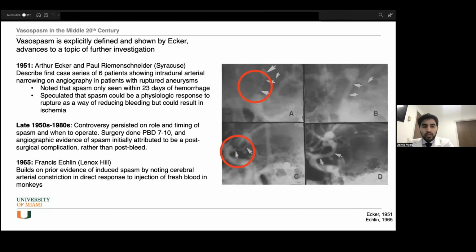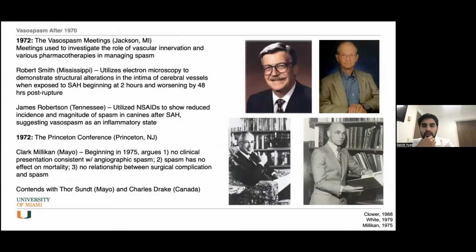So Francis Eklund at Lenox Hill Hospital injects fresh blood into the subarachnoid and intrathecal spaces for primates and notes that the cerebral arteries constrict profoundly in response to this. So we start seeing an increase from this point onwards in research into vasospasm and how to prevent it, given that it has a significant morbidity and mortality. And really the 1970s were the turning point for a lot of this.